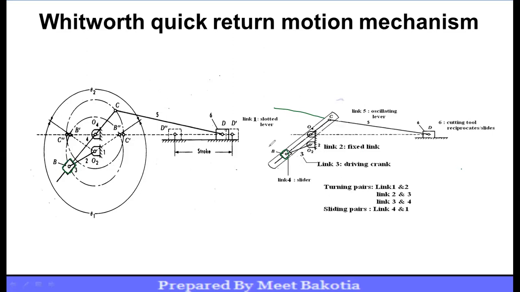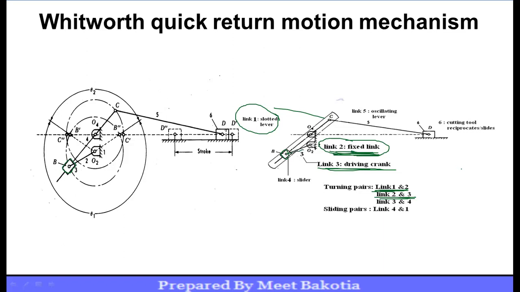What are the turning pairs and sliding pairs? Let us see. Link 1, we are going to call it the slotted lever. And link 2 is going to be our fixed link. So link 1 and link 2 is going to be one turning pair, right? Now the slotted lever is going to rotate with respect to the fixed link. Link 2 and link 3. Link 3 is our driving crank and link 2 is our fixed link. So link 3 is also going to rotate with respect to link 2. So that is also one of our turning pairs.